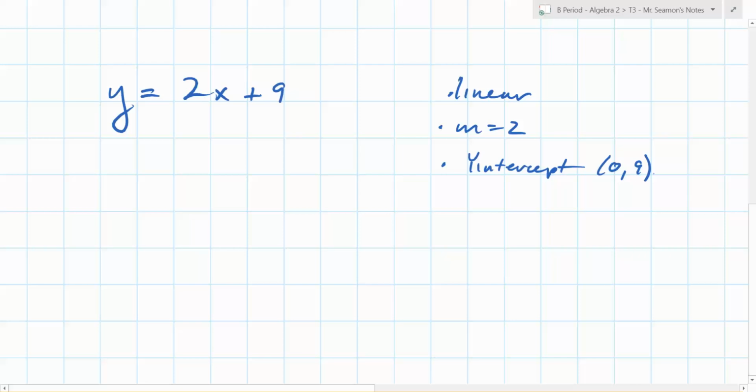Can you tell me anything else about it? There's something else you can tell me. Straight line. Well, that's what linear means, yes. No, it is a line. I mean, linear means straight line. That's fine. What else? You can tell me the y-intercept. What else could you tell me?